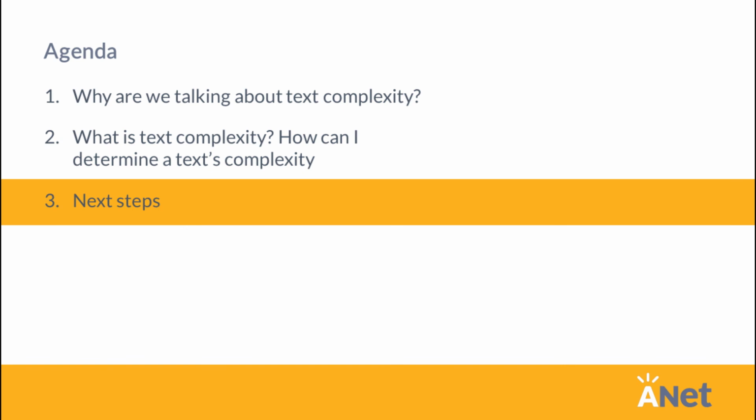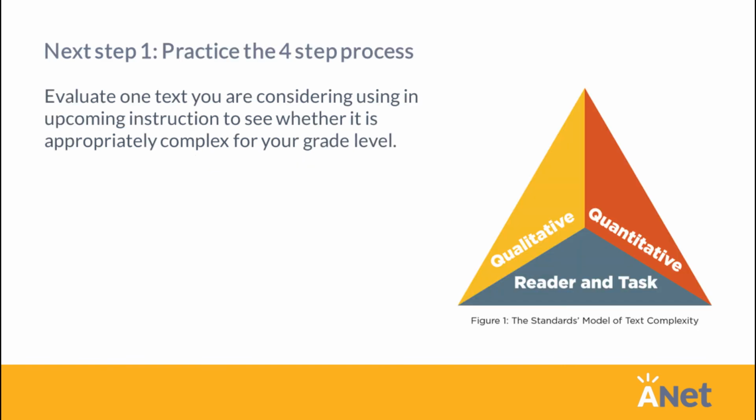Now we'd like to suggest 2 next steps for you to take after this screencast. The first next step we recommend is to use the 4-step process we discussed today to evaluate one text you're considering using in upcoming instruction. In particular, we recommend that you prioritize conducting a qualitative analysis of your text. Deeply understanding where a text is more or less complex will help you determine where you want to spend time with your students making meaning of those complex sections.